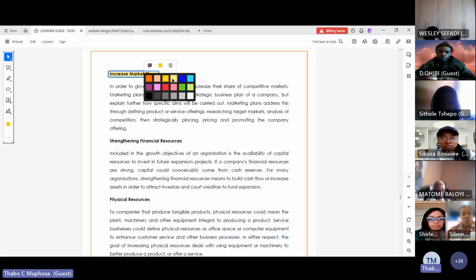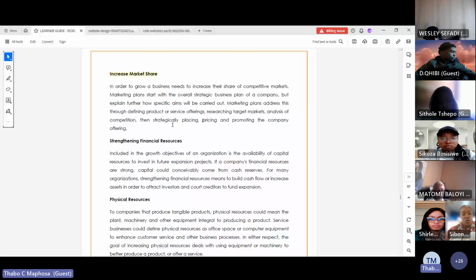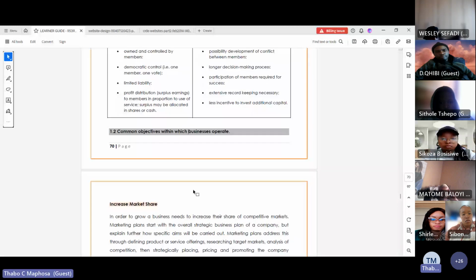And how to do that? There are various ways that you can do that. You can formulate a marketing plan, and that shows the different things that you do. But always increase your market share. That is one way, when you need to operate, any business needs to increase its market share. That's how a business grows anyway.